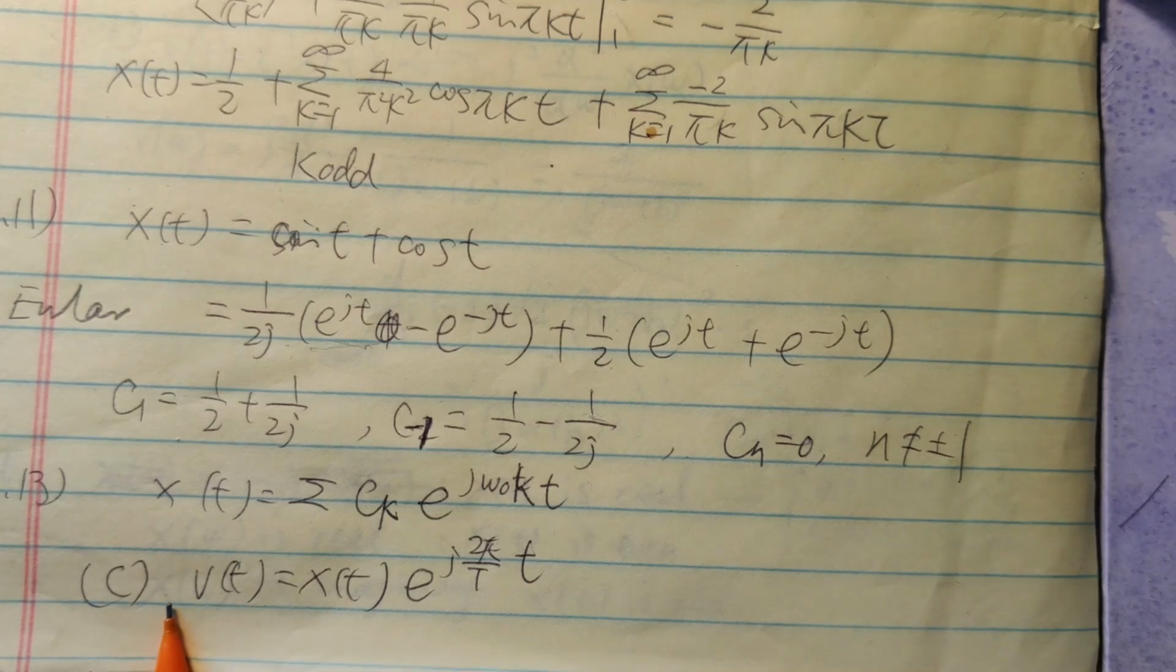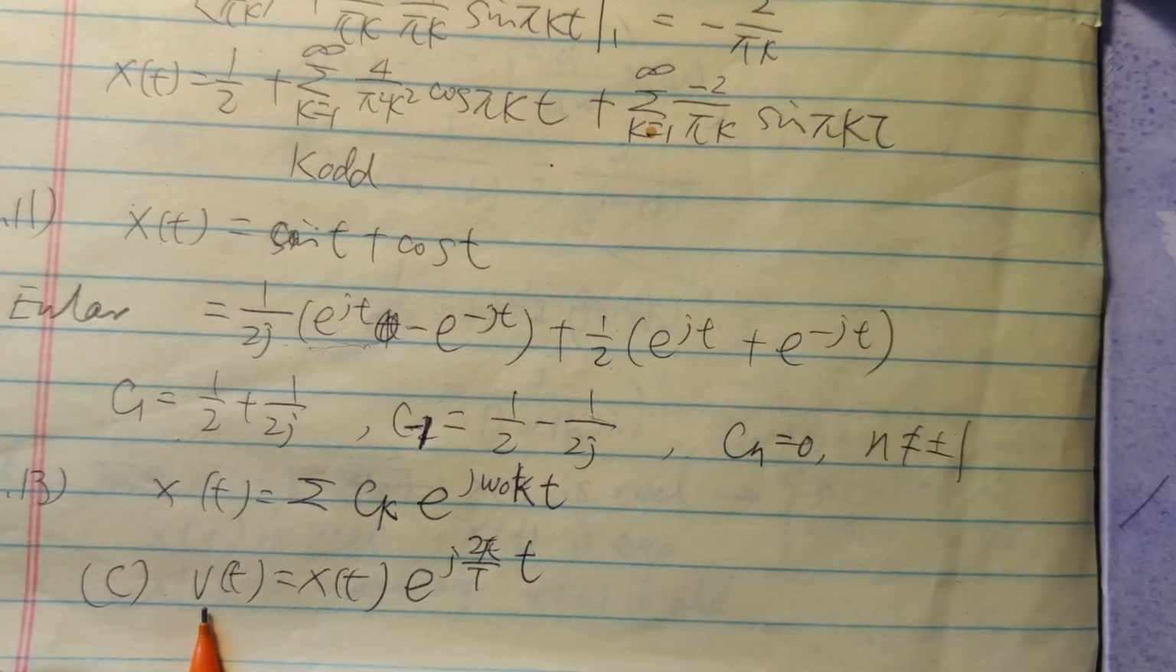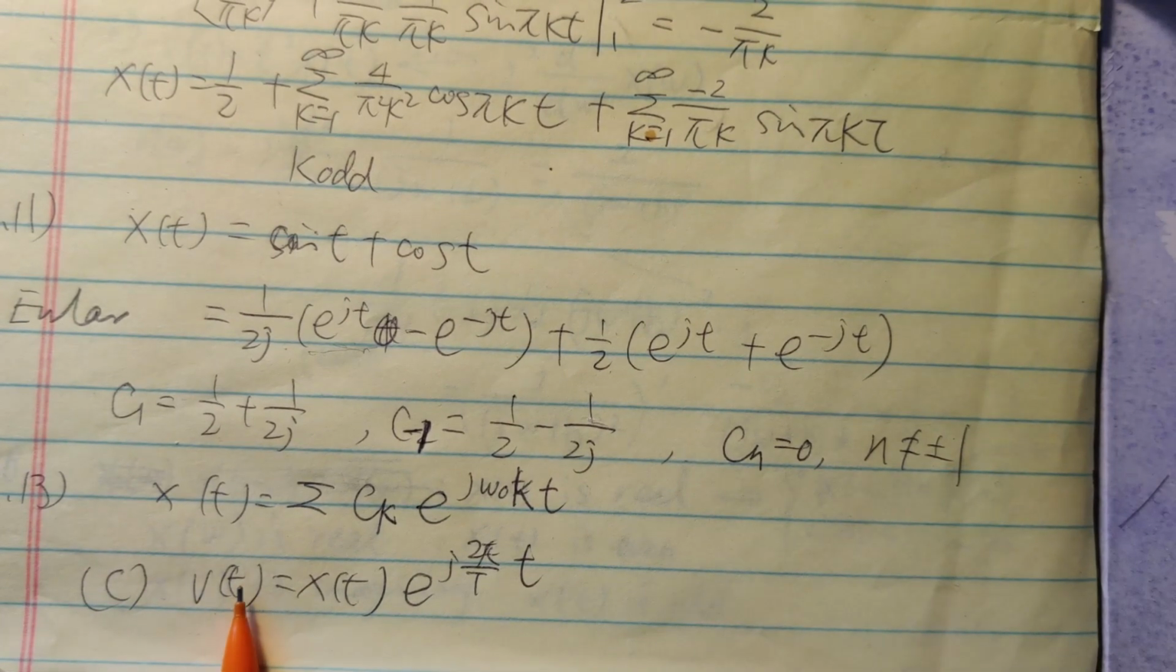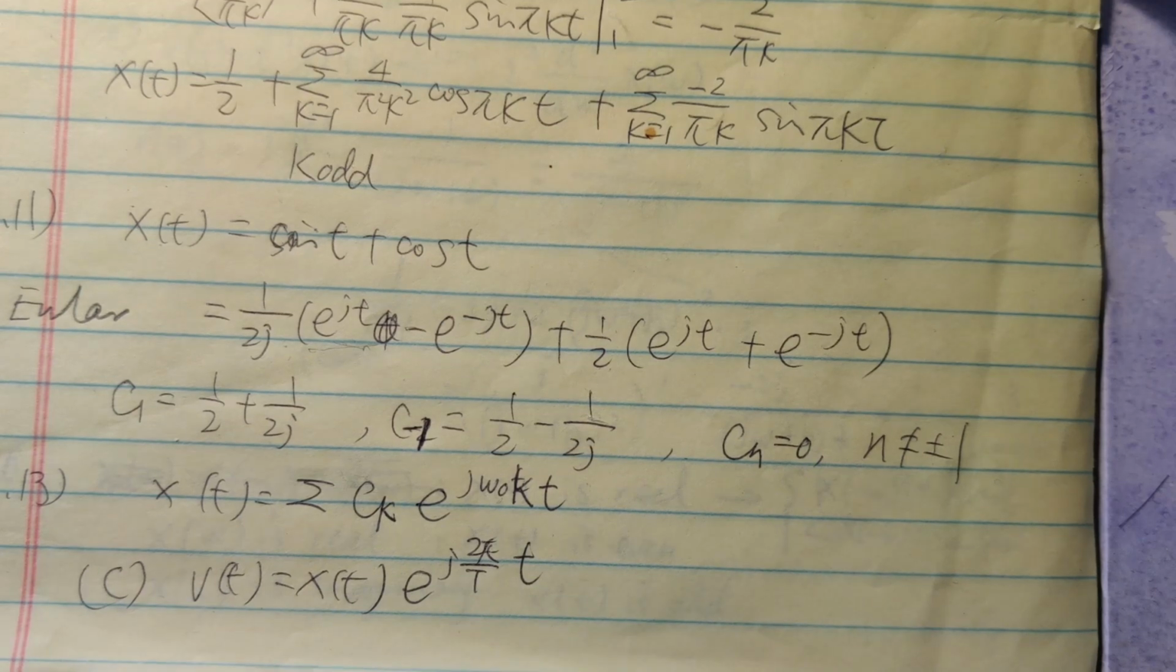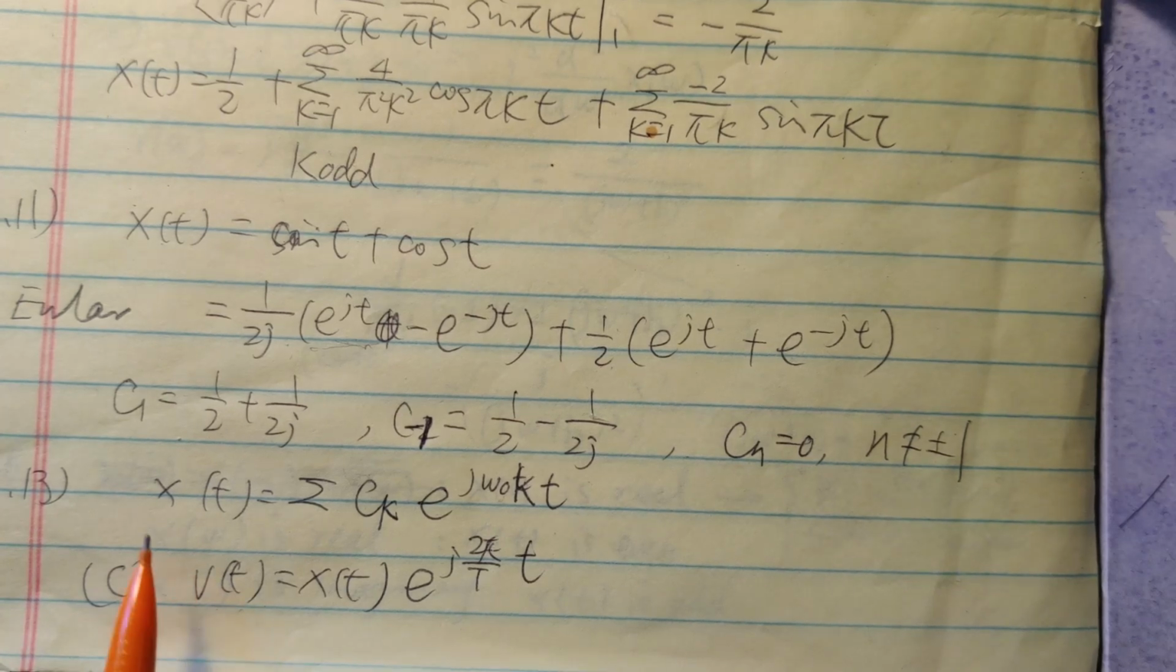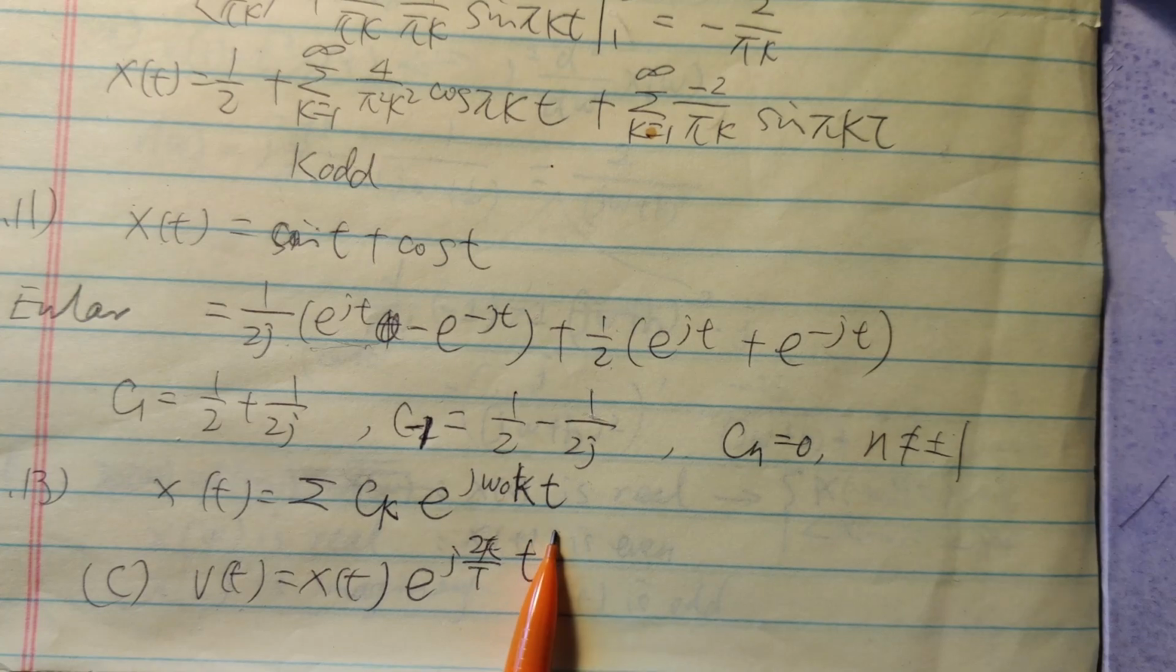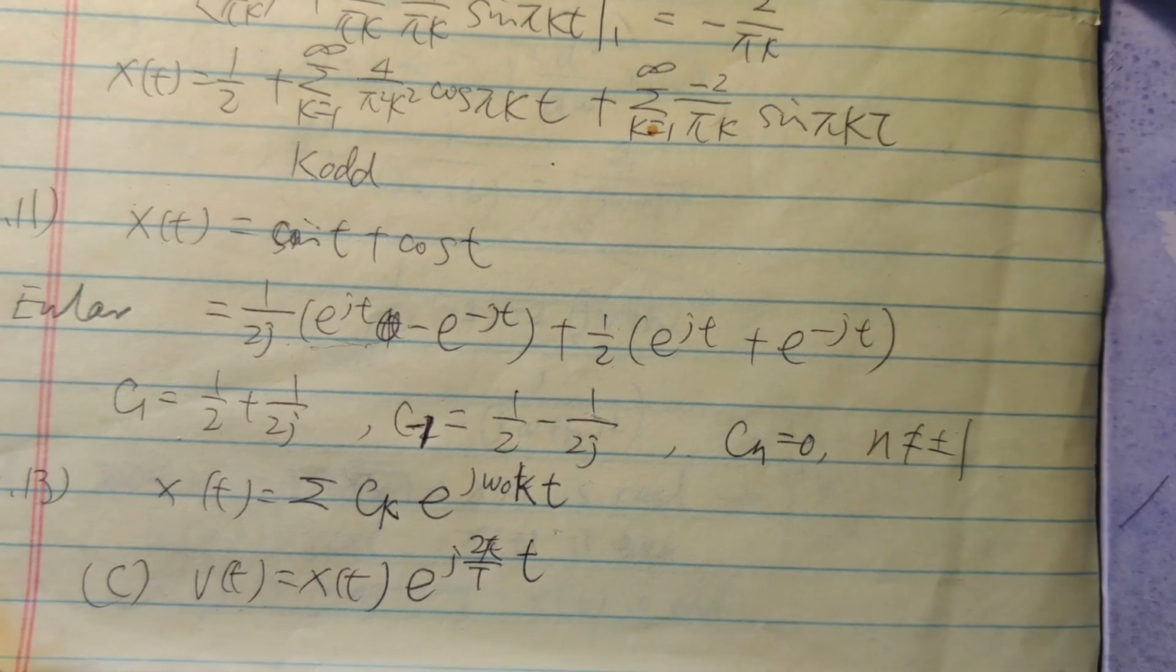Now we have a new signal. This new signal in your homework problem is part C. So v(t) is x(t) times something. Now we want to find v(t)'s Fourier series by observing x(t)'s expression. So let me show you what to do.